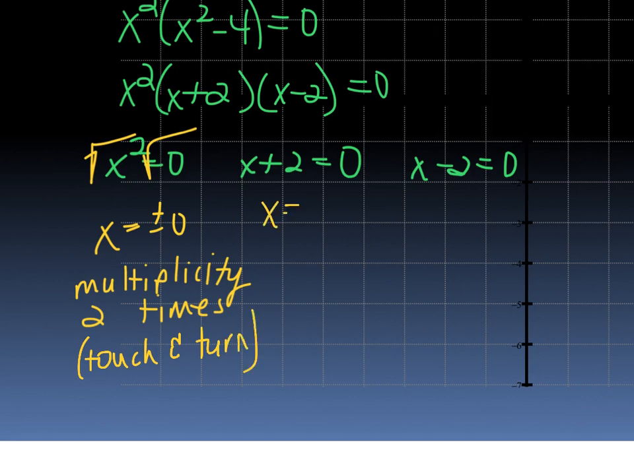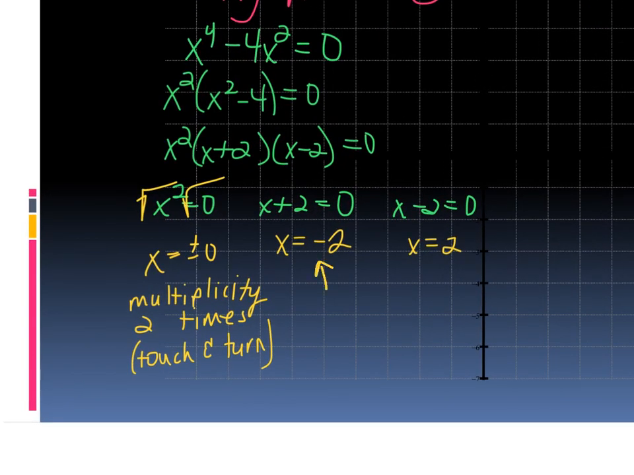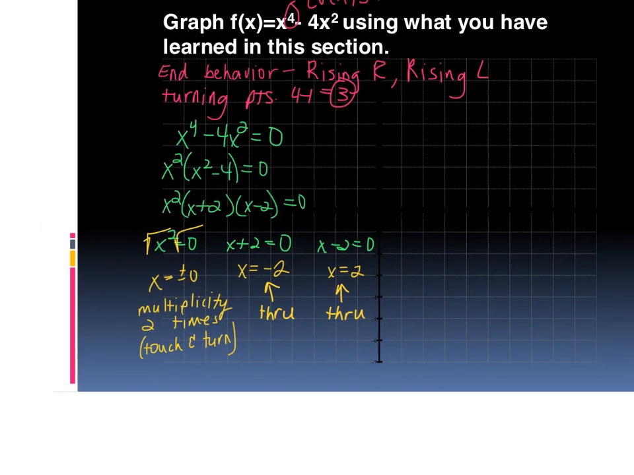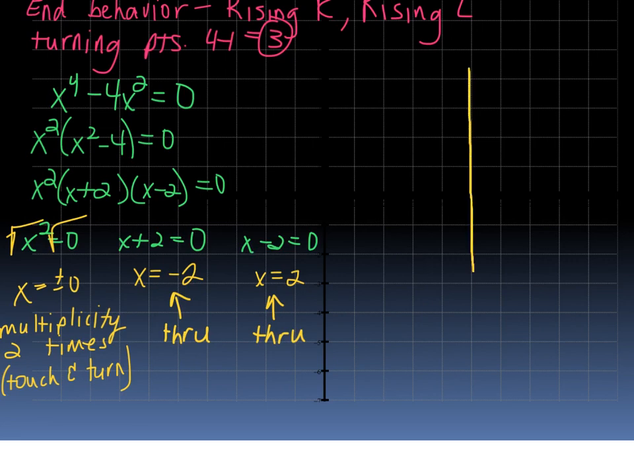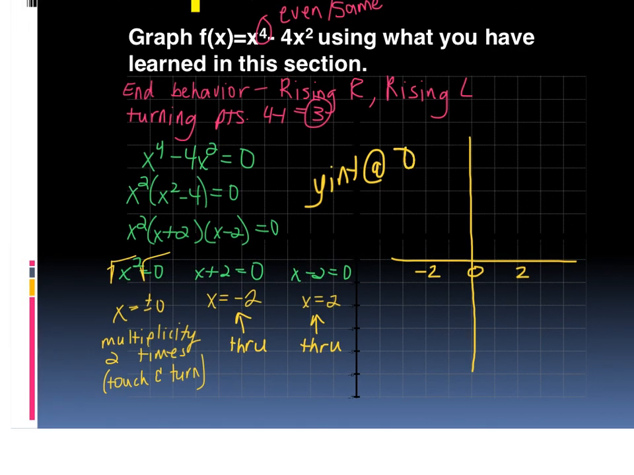What's my x value here? Negative 2. What's my x value here? Positive 2. Good. What's it going to do at those 2 points? Go through? But this will help you now when you graph to visualize what this looks like. So I'm going to go over here. All right, so I have 2, negative 2. I have something at 0. What's my y-intercept? I got to make sure I graph that too. 0, good. So now we're going to make our graph.